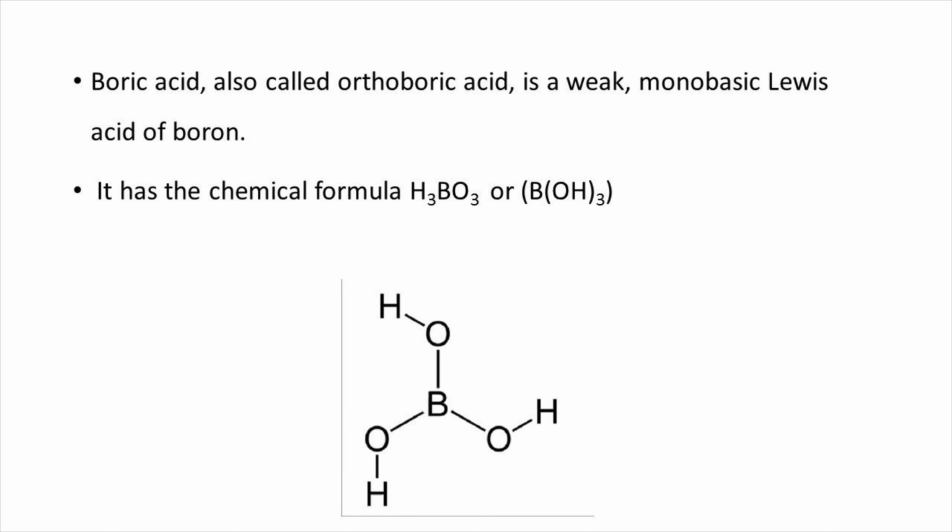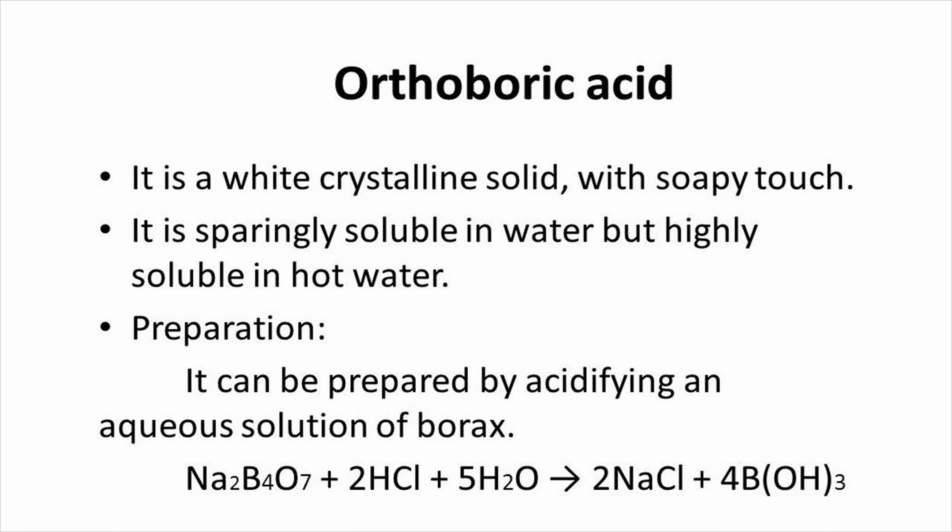Firstly, boric acid. It is also called orthoboric acid. It is a weak monobasic Lewis acid of boron. It has the molecular formula H3BO3. Then what are the properties of orthoboric acid?